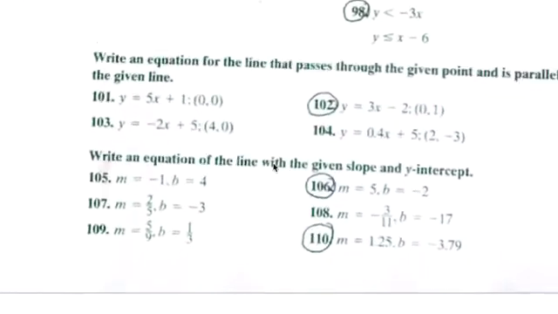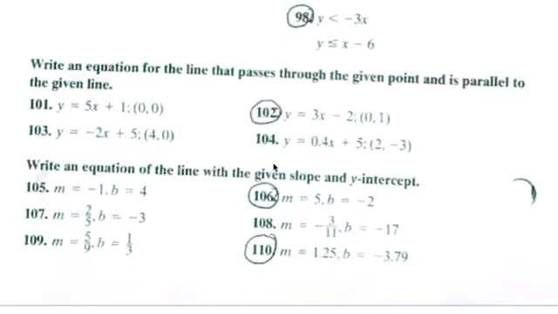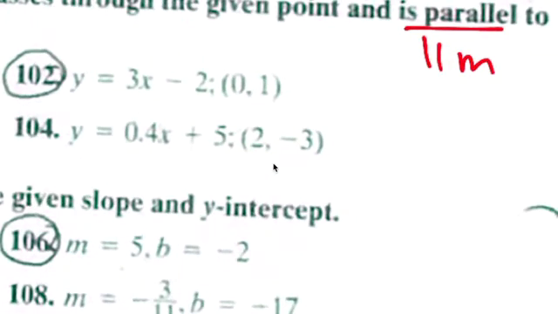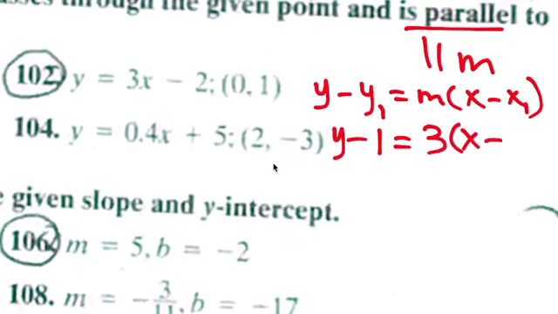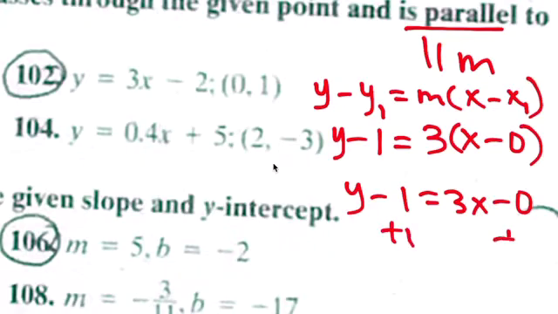Alrighty. Write an equation of a line that passes through the given point that is parallel. Parallel means the same slope, okay? So the slope here is 3, so I'm going to use point slope. Y minus y sub 1 equals m times parentheses x minus x sub 1. Y minus y sub 1, which is 1, equals m, which is 3, parallel slope, same slope, times parentheses x minus x sub 1, which is 0. So y minus 1 equals 3x minus 0. Add 1, add 1. Y equals 3x plus 1.